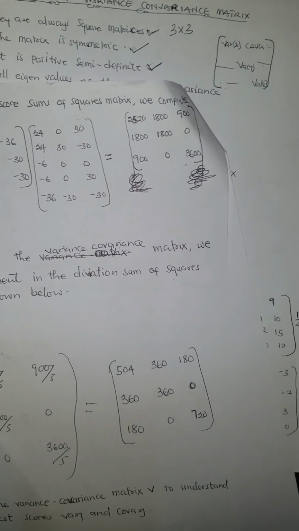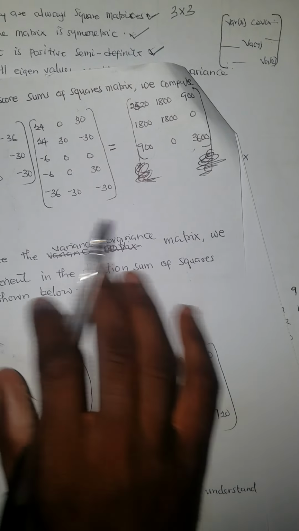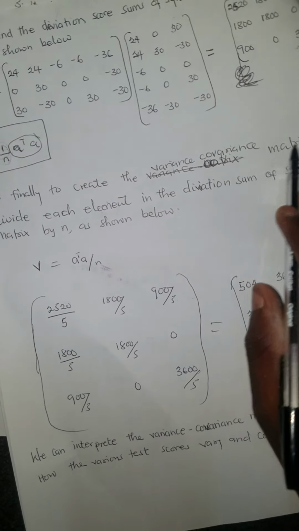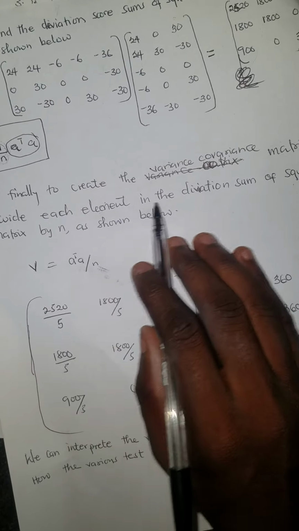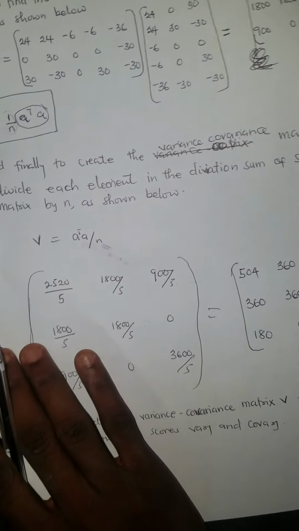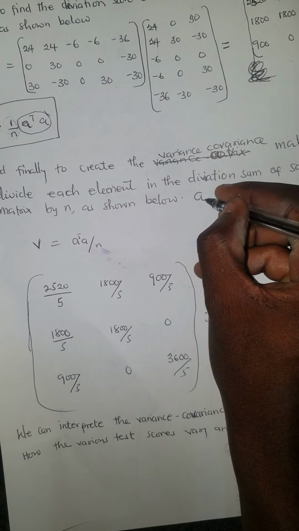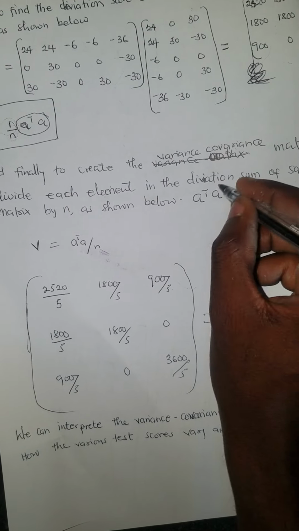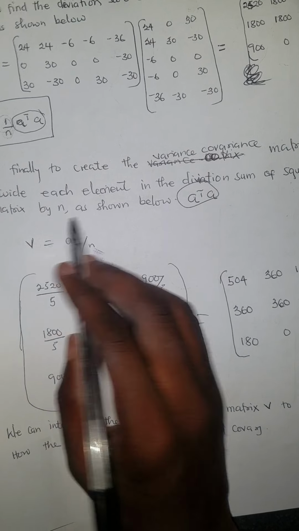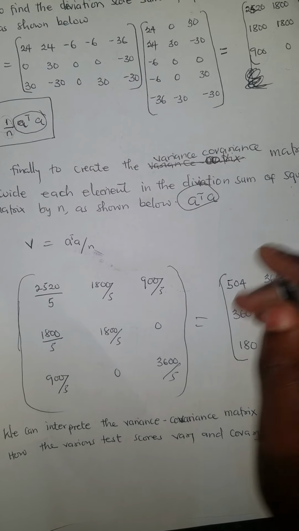Now, this tells us that we are going closer to the variance covariance matrix. So, I stated here, finally, to create the variance covariance matrix, we divide each element in the deviation sum of squares matrix, which is A transpose A, this matrix, by n. That is the number of samples we have. So n is 5.